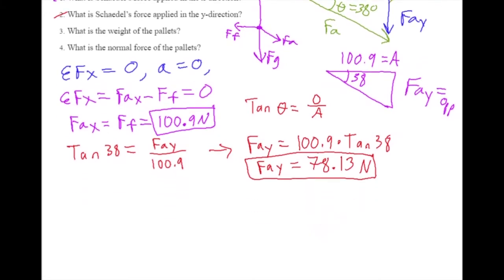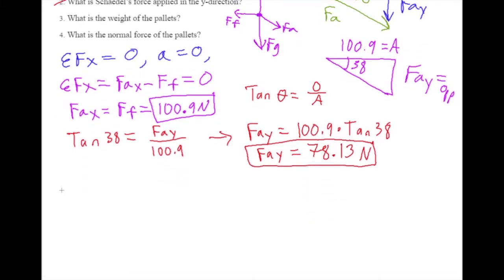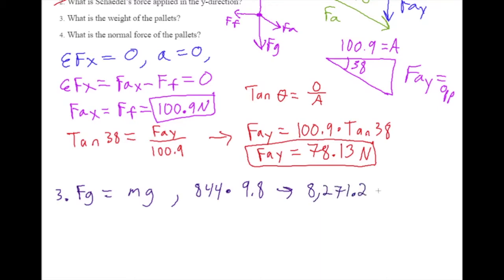This one says, what is the weight of the pallets? Well, weight is just referring to force gravity, and force gravity just means mass times gravity. So in the problem, it told us the mass was 844 kilograms. Gravity is just 9.8 because we're on Earth. Multiply those two together, and we find out that force gravity of this pallet is 8,271.2 newtons.